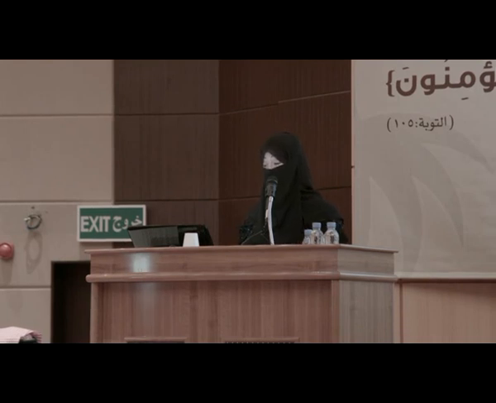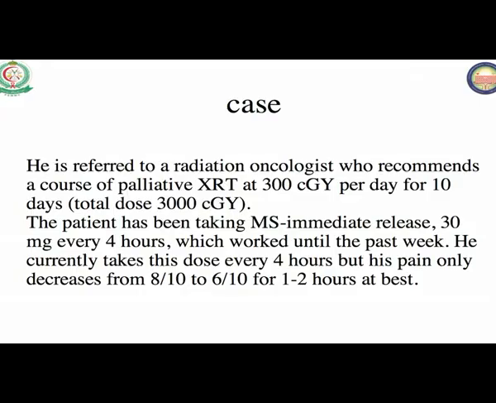Currently, he takes this dose every 4 hours, but his pain only decreases from 8 out of 10 to 6 out of 10 for 1 to 2 hours at best. So what does that mean? What do we call this? End of dose failure. End of dose failure, exactly. You are concentrating. So we classified that type of pain, and just for all of us to remind ourselves, do you know how soon should the analgesia begin from the radiation therapy?